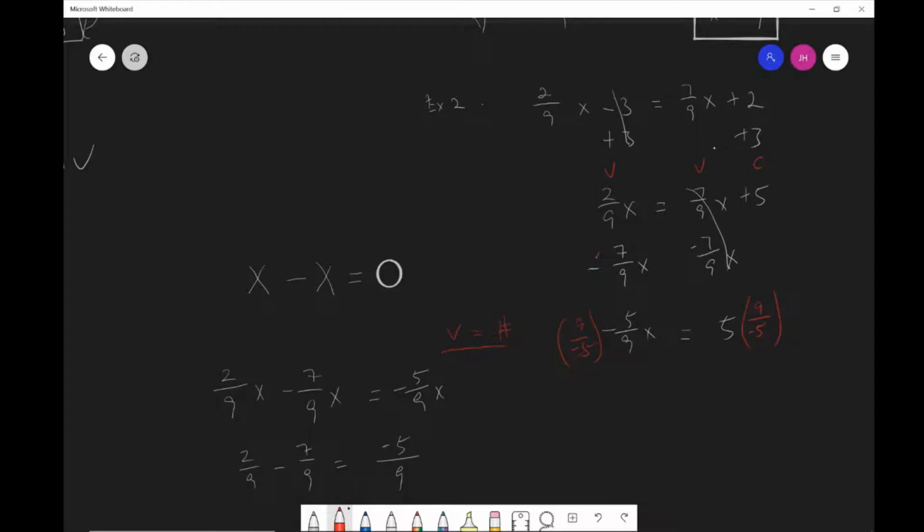You can see that this will cancel out to become 1. Now you have a positive 1x equal to, let's see what's going on the right side of it. You have a 5 and negative 5, that would become negative 1. 9 over negative 1 is negative 9. So x equal to negative 9 altogether.